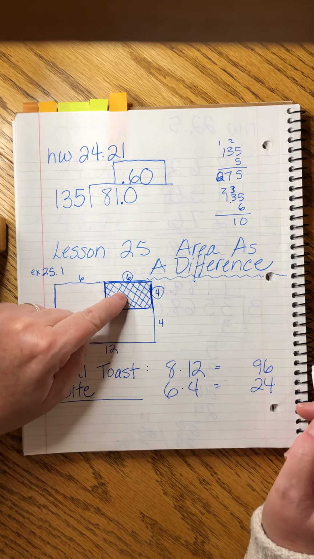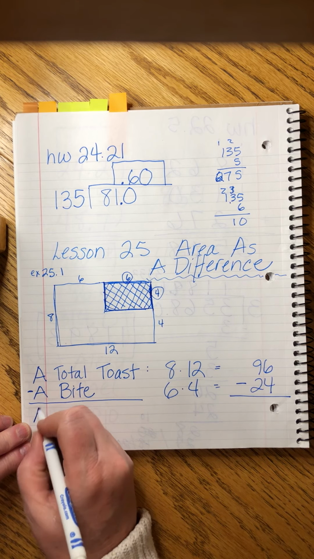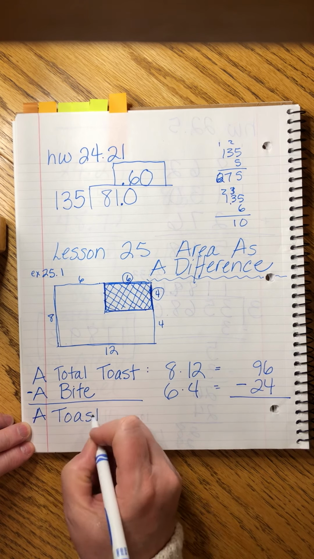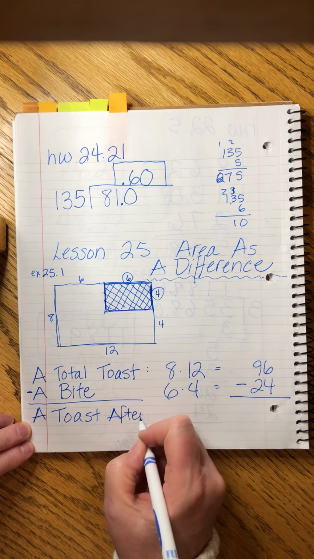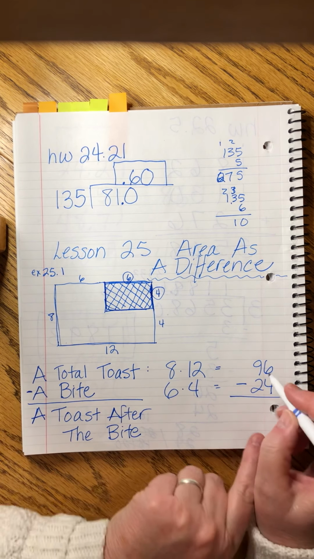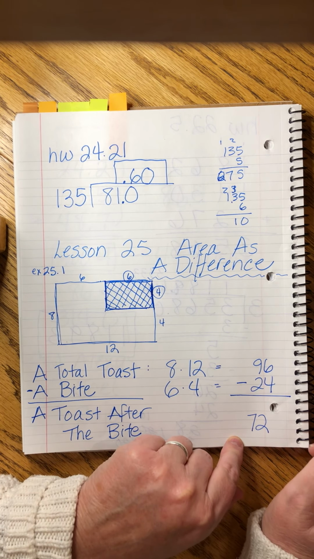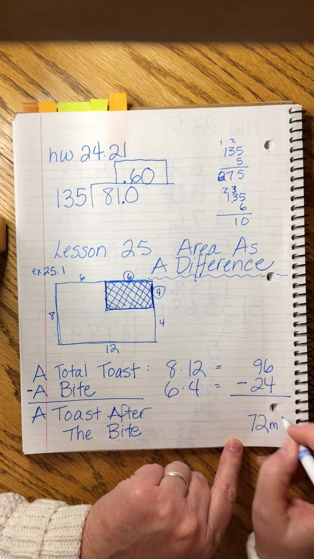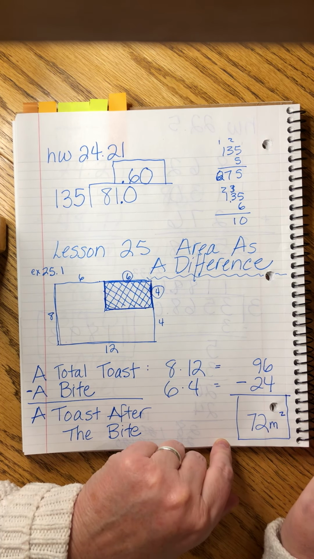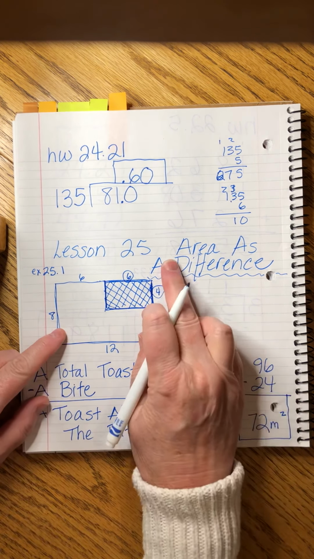And we subtract the bite from the original piece of toast to find, this A stands for area, of the toast after the bite. And that would be, in this case, 72, what was our unit? Meters. And it's area, so we know it's squared. Is that the right answer? Yay, that's right. Okay, so this is what we mean by area as a difference.